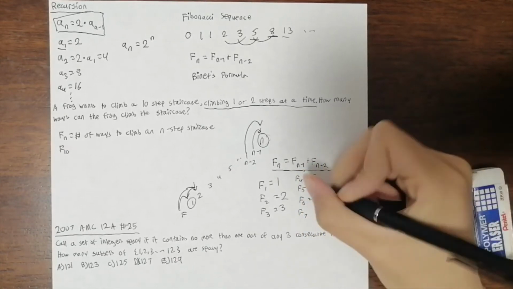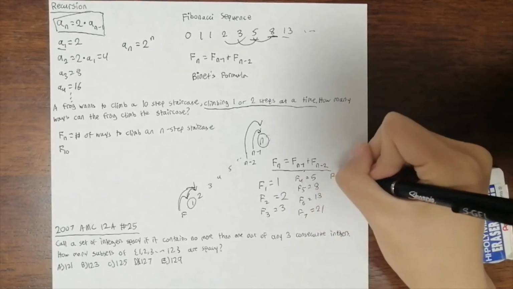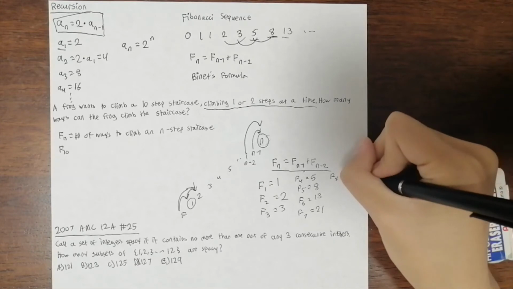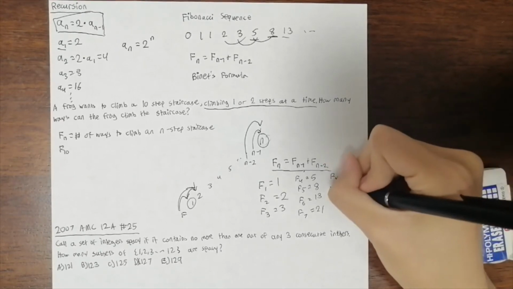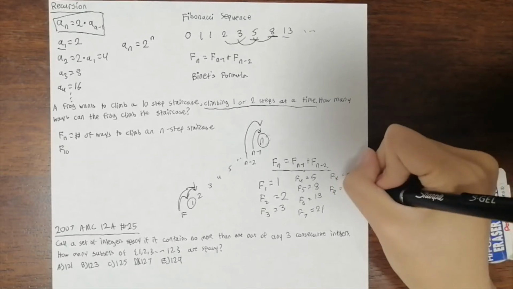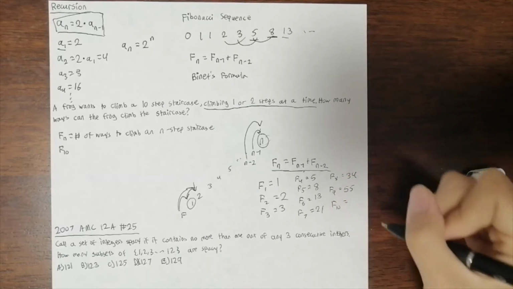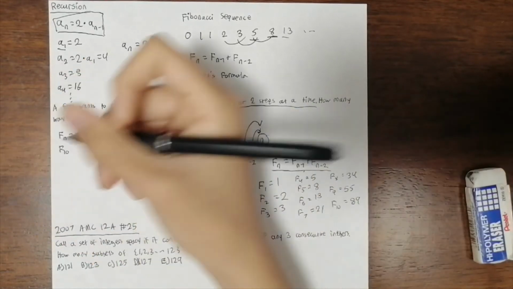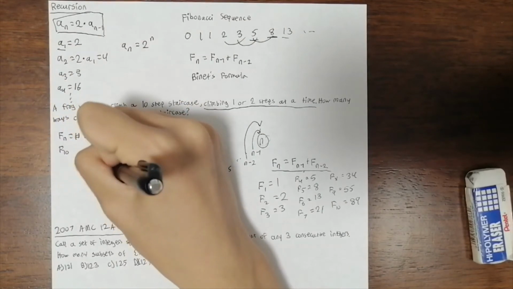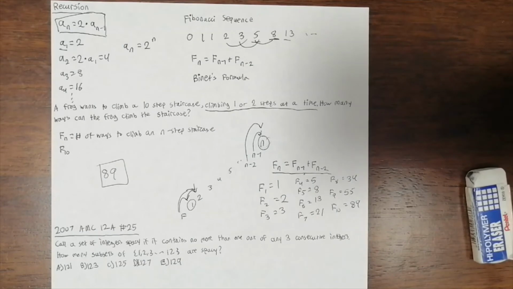F sub 7 is 8 plus 13, which is 21. F sub 8 is 13 plus 21, which is 34. F sub 9 is 55. And finally, F sub 10 is 89. So our answer is there are 89 ways for the frog to get to the top of the staircase.